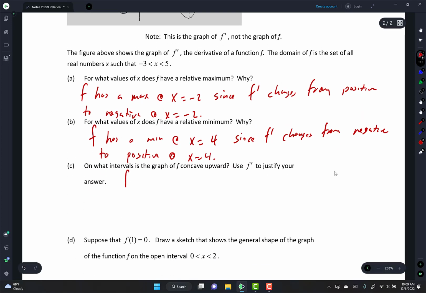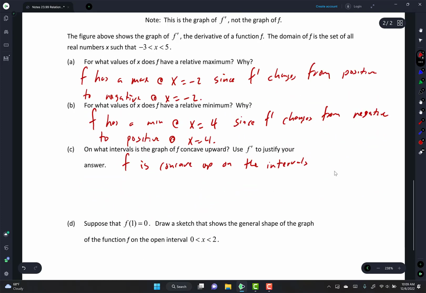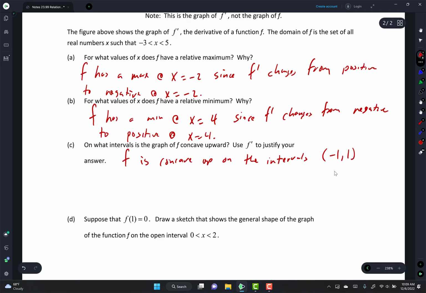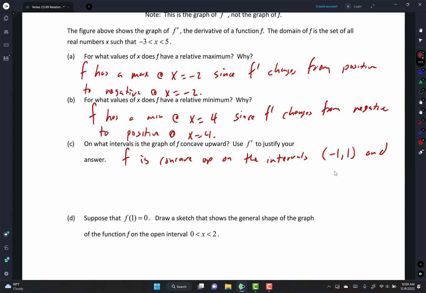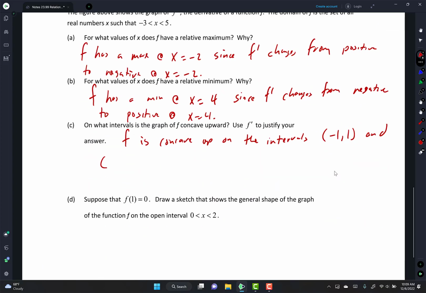So you're going to write f is concave up on the intervals negative 1 to 1. So you can put parentheses negative 1 to 1. As long as you say the word interval, we understand that means an interval, guys. And don't put brackets on this. Always put parentheses for concavity. And from 3, I don't like the union on this one. I think this one is better to use the word and. It's the same. You'll be fine. But I think just spelling out the word and is better. Okay. And 3 to 5.